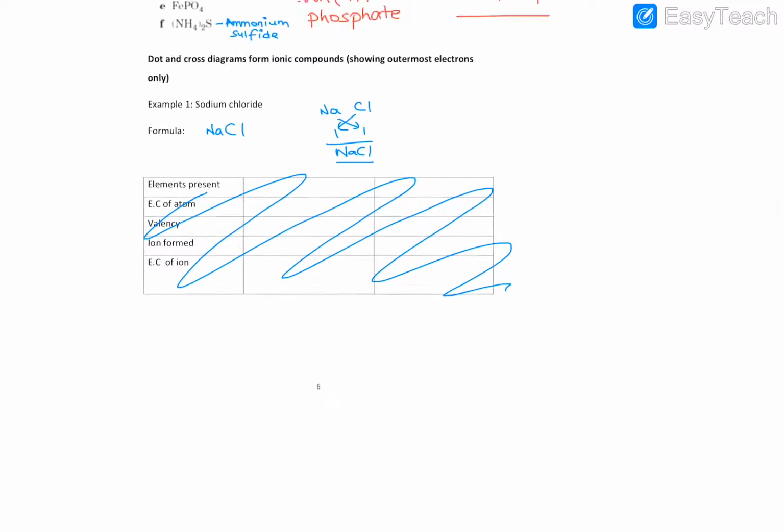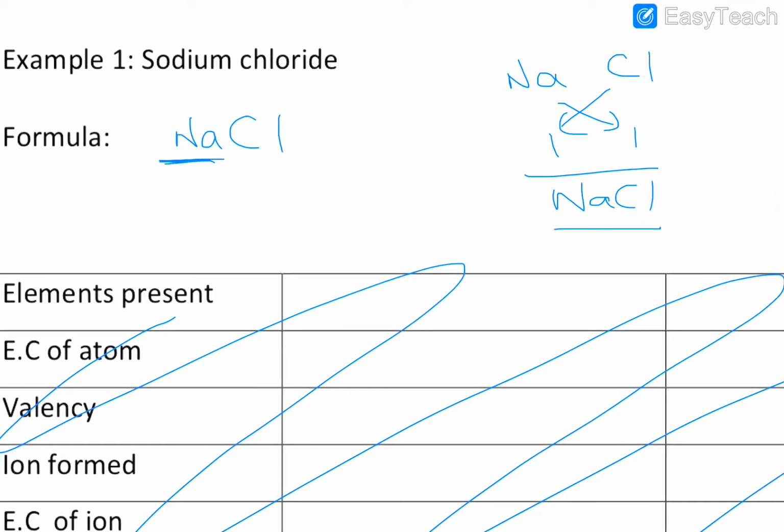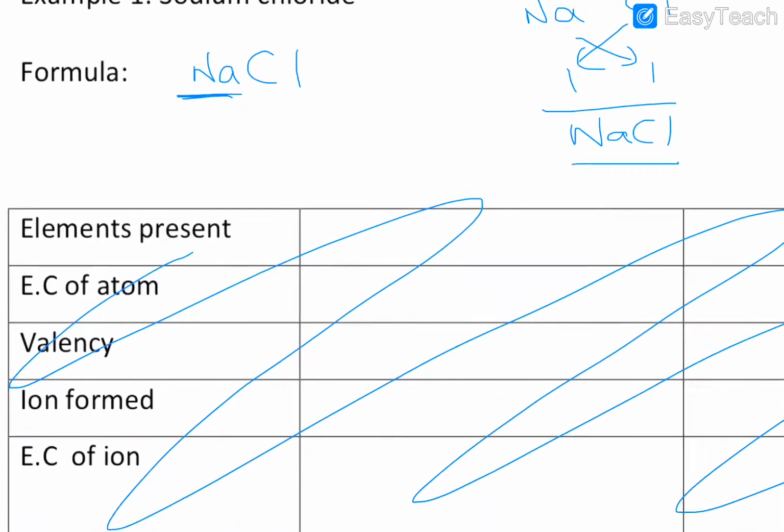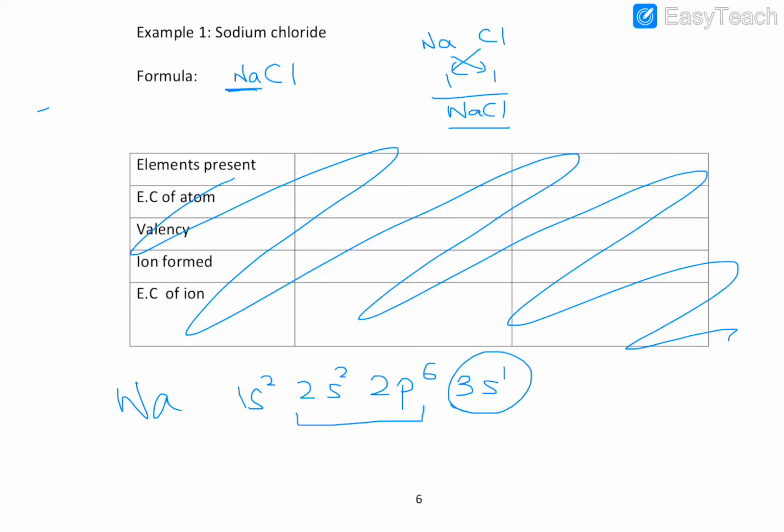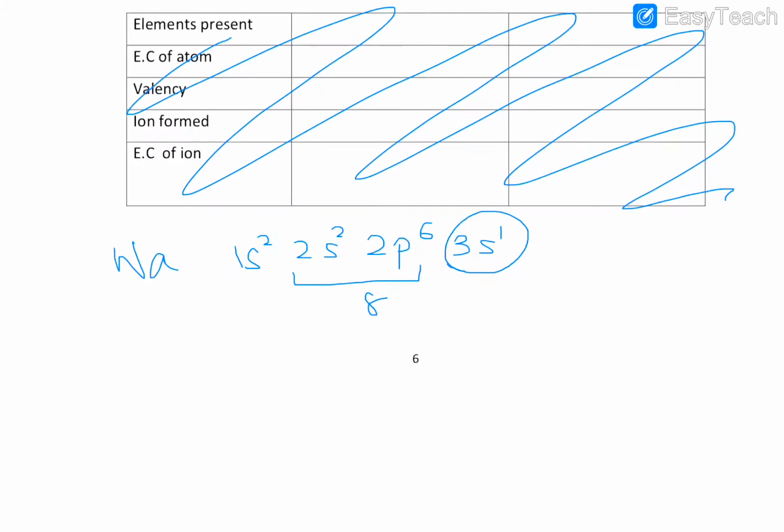Now, from that formula, I will look up sodium in the periodic table. And I know that sodium is going to want to have a completely filled outermost shell. So in its outermost shell, sodium actually has 1 electron that is going to be lost. So if you look at the electronic configuration of sodium, this 1 electron will be lost, so that in the outermost shell, you will have 8 electrons. So sodium is going to have 8 electrons.